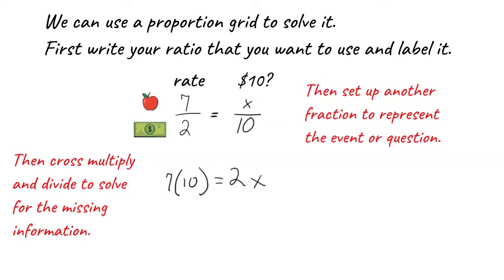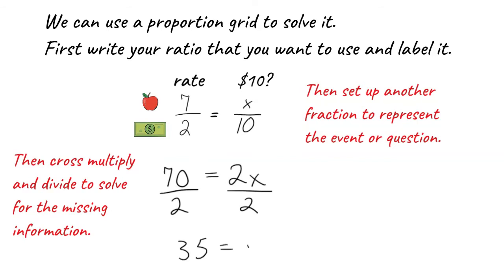Then we cross multiply, and we get 70 is equal to 2x. Then we divide both sides by 2, and we get that 35 is the number of apples that we can buy when we have $10 and we're using this rate.